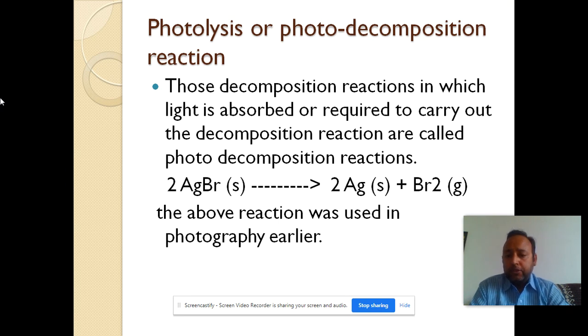Photolysis or photo-decomposition reaction. From its name it's clear, photo means light. So the decomposition reaction which takes place in the presence of light is known as photo-decomposition reaction. A very common example: silver bromide, when kept in open sunlight, will convert into silver and bromine, and that was used in photography earlier also. Earlier they were using negatives and there is a layer of silver bromide. When they keep it outside to dry, the image will be formed. This way it was used in photography.